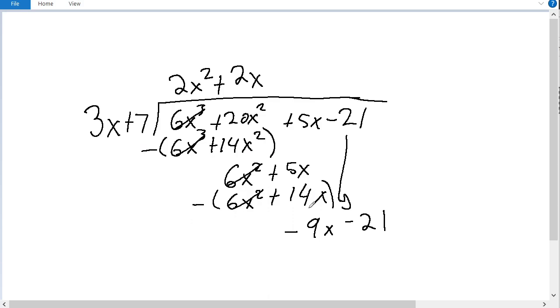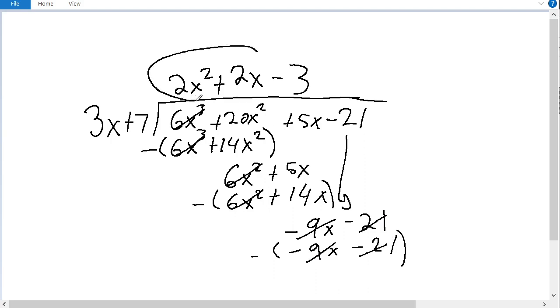And now, what do I need to multiply by 3x to get negative 9x? And the answer is simply negative 3. Negative 9x minus 21. And in this case, both of these will cancel out. So that means we have a nice even answer of 2x squared plus 2x minus 3.